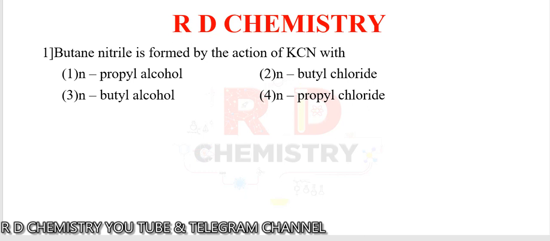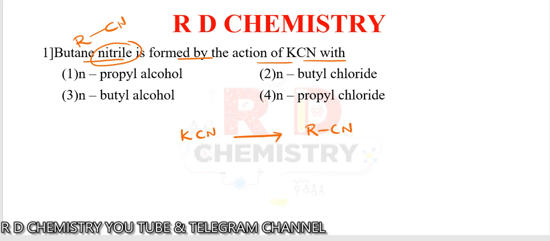Question number 1. Butane nitrile is formed by the action of KCN with. What is nitrile? Nitriles are nothing but cyanide, CN. So we can write in general RCN. This RCN is formed by the reaction with the potassium cyanide KCN. So K plus and CN minus we have.